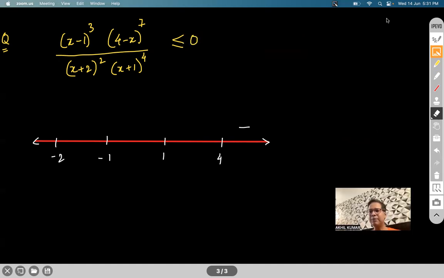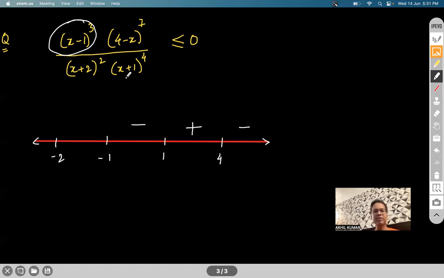Okay, let's complete this problem since we have started with it. Right, so 4 comes from this factor, and this factor has an odd power, so there will be switching of sign. Then 1 comes from this factor, not this, okay? This is responsible for -1. The top one is responsible for 1. This is the one which is responsible for 1. Again, this has got an odd power, so switching of sign.